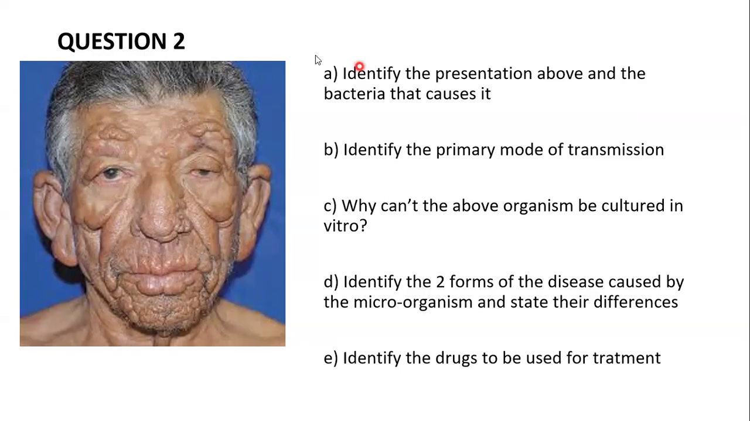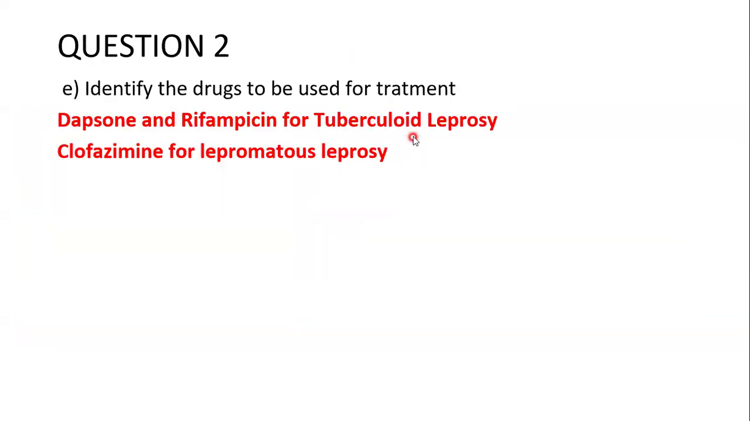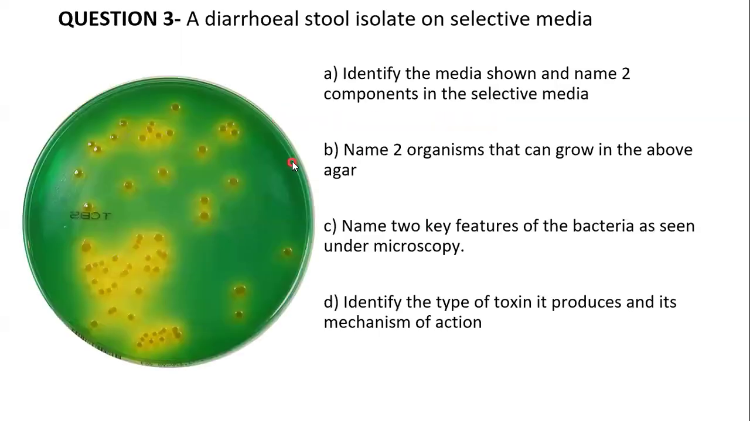Clofazimine, good. There's also rifampicin, very good. So Dapsone and rifampicin for tuberculoid. You see, it's quite similar to TB. Anytime you see an oid, oid means similar to, okay? So when it's tuberculoid, it means it is similar to TB. So you use Dapsone and rifampicin. Then for lepromatous, you add in clofazimine. Good.